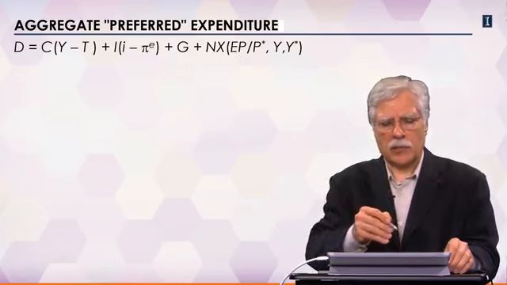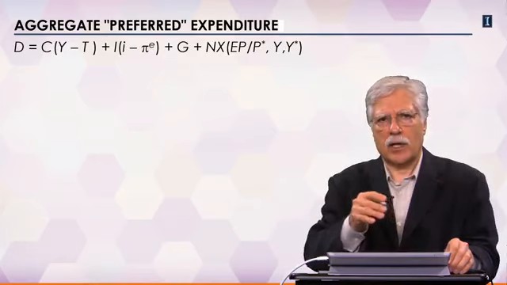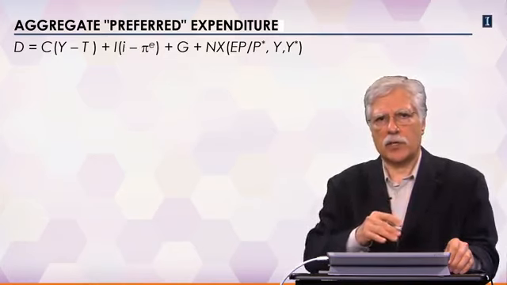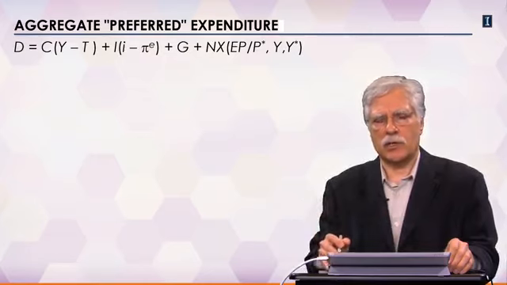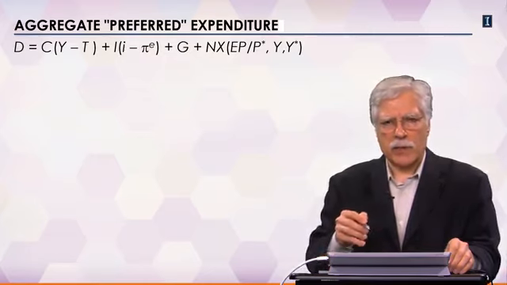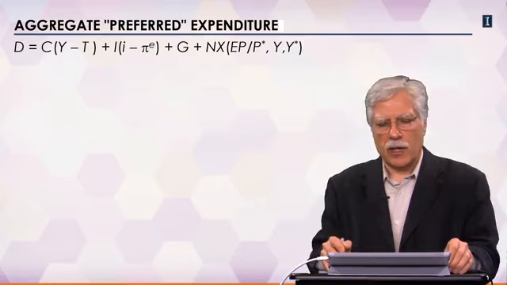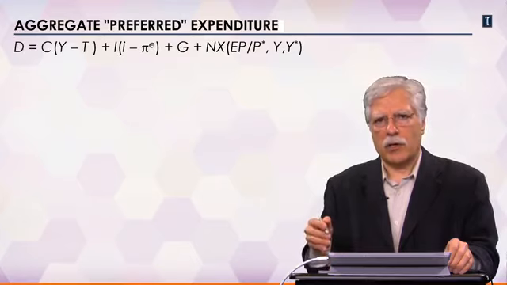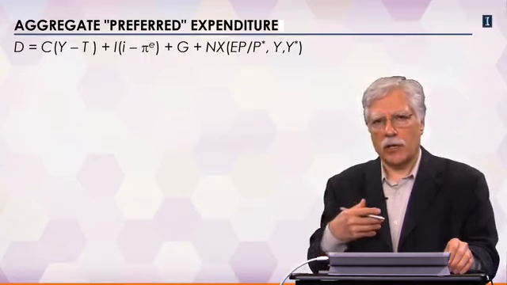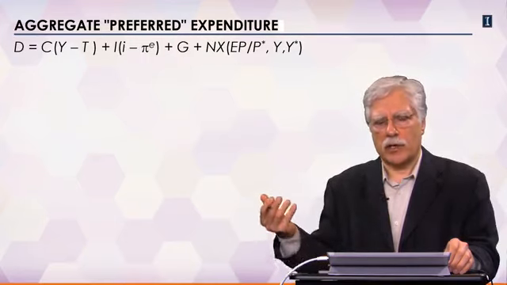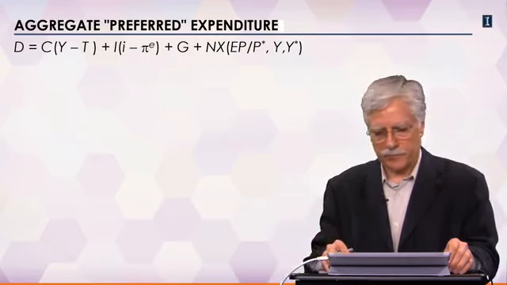I highlight these variables because I want to look at how they impact total expenditure and eventually how they determine GDP. Government expenditure is given, and net exports is a function of real exchange rate, EP over P star, our income domestically, and foreign income, Y star.